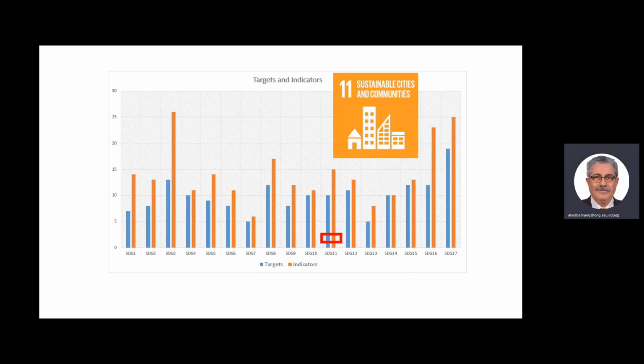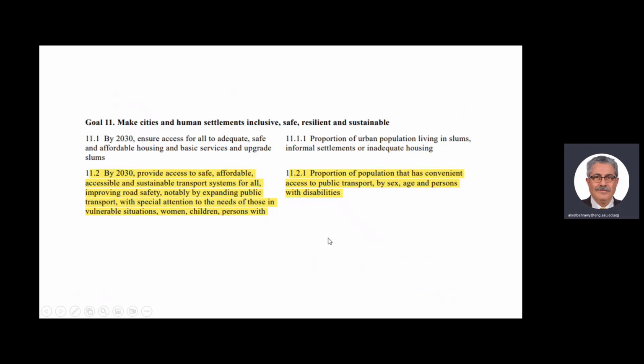Here, in terms of targets and indicators, it is goal number 11, related to sustainable cities and communities. And we see in the definition of target 11.2 and indicator 11.2.1, it tells: provide access to safe, affordable, accessible, and sustainable transport systems for all. By the way, I chose only one example. If you look at the rest of the indicators and targets, you may find other relevant sentences.